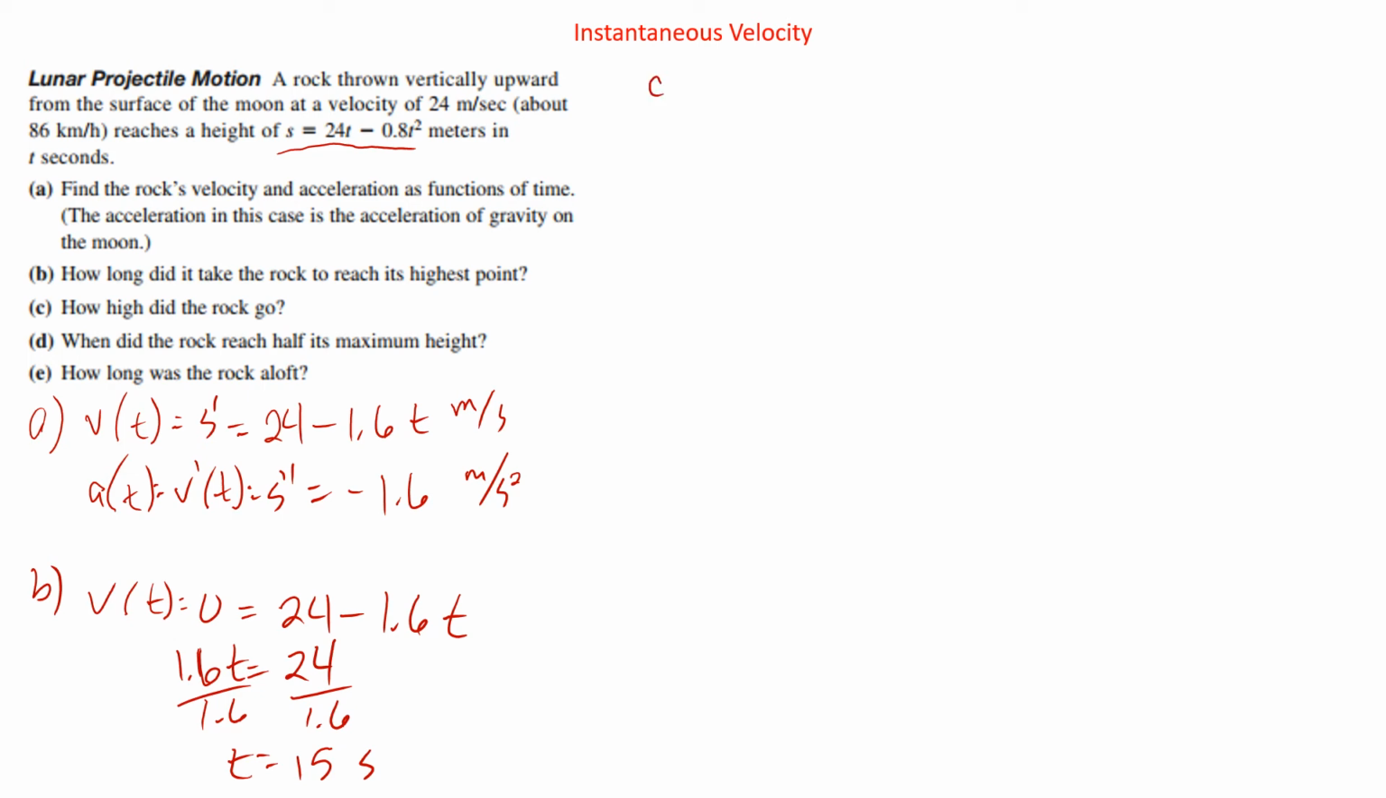Part C, height. How do we find height? We don't find it with velocity or acceleration. We find height with that original distance. This is the height of it. Well, how is this involving calculus? The last step involved calculus. We had to find the time. We used calculus to find the time. Now we just need to plug it in. So we need s of 15. So it'll be 24 times 15 minus 0.8 times 15 squared.